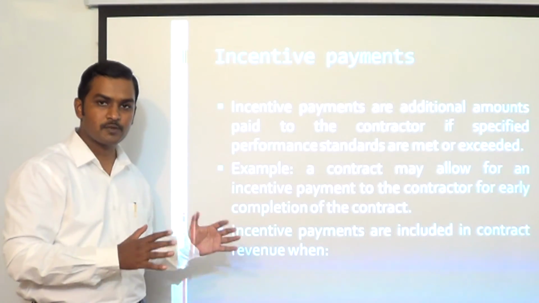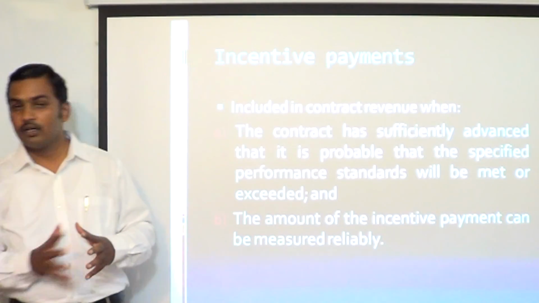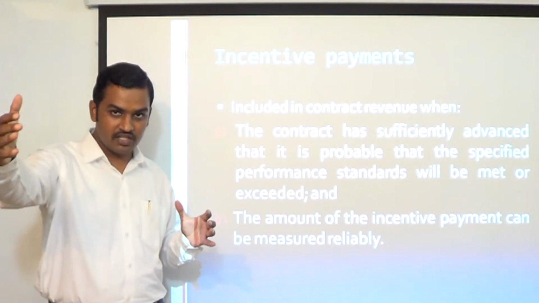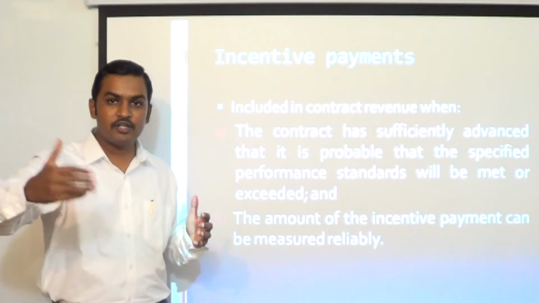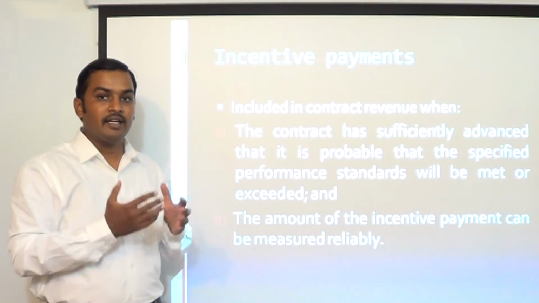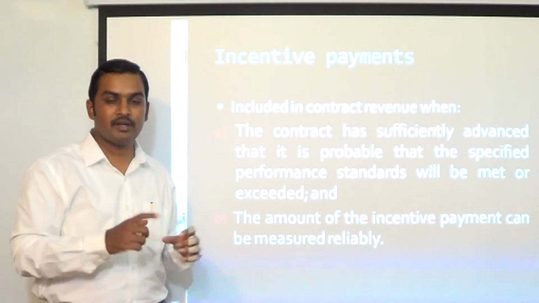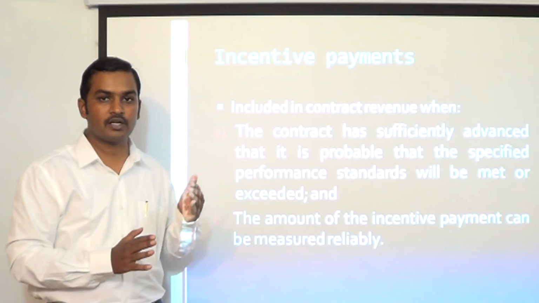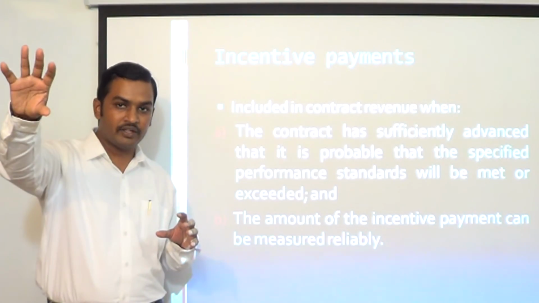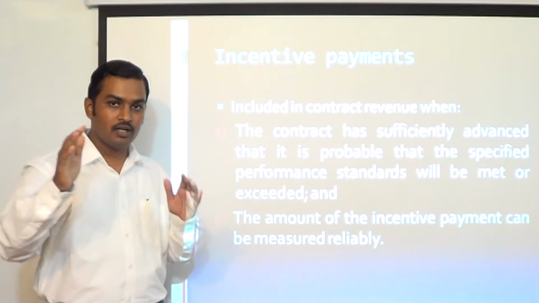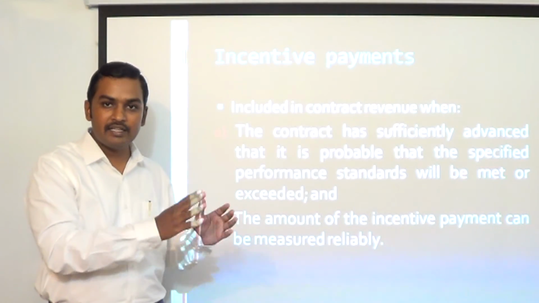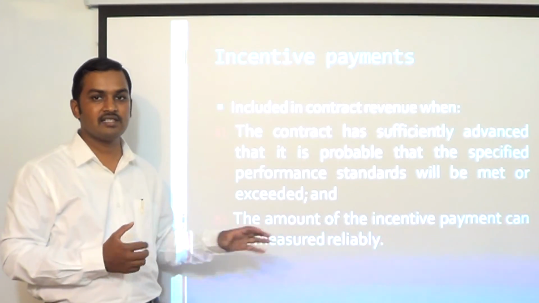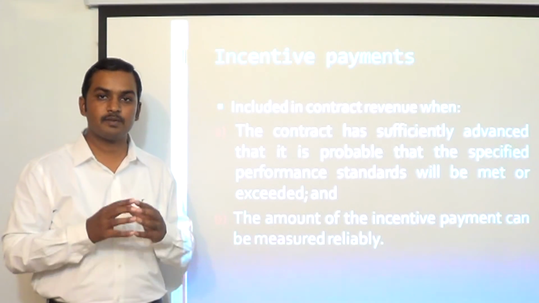Incentive payments can be included as part of contract revenue only when two conditions are satisfied. The contract has reached an advanced stage of completion and very soon we are going to complete it, and it is probable that we are going to get those incentive payments and we are able to reliably measure them. Only in those cases can we consider incentive payments as part of contract revenue. That means the work should have reached an advanced stage, and we know that it is probable, more likely than not, that we are going to get the incentive payments and we are able to measure them reliably.